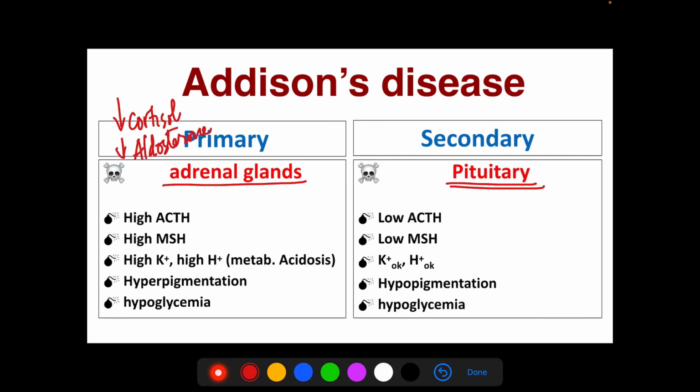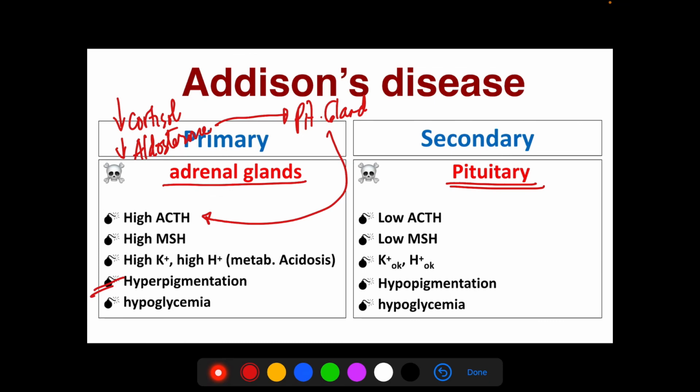Meaning to say, there is a decreased cortisol and, to a lesser extent, a decreased aldosterone. Remember that aldosterone also responds to ACTH secretion, right? So in this condition, we can see a high ACTH level. This decrease in cortisol particularly, and also a decrease in aldosterone, will stimulate the pituitary gland to produce what? To produce ACTH. That's why the ACTH is increased. And because melanocyte-stimulating hormone is also produced in the pituitary gland, this will also be increased. That speaks of the hyperpigmentation seen in primary Addison's disease.